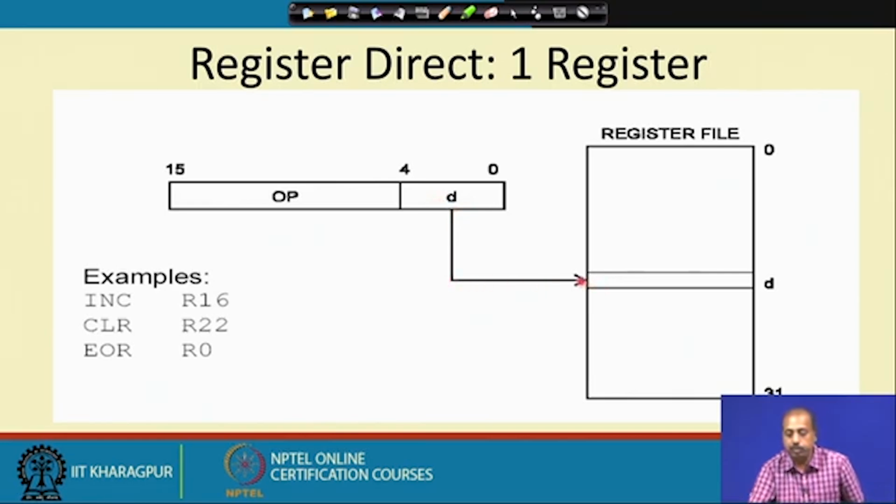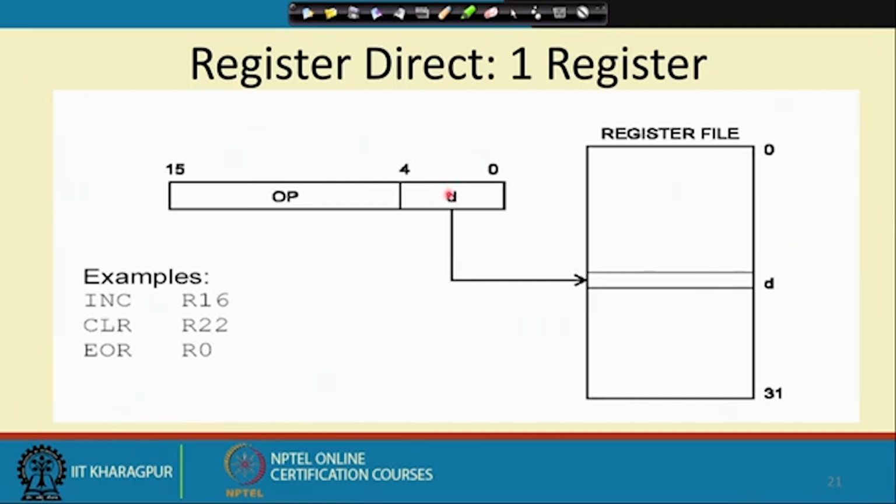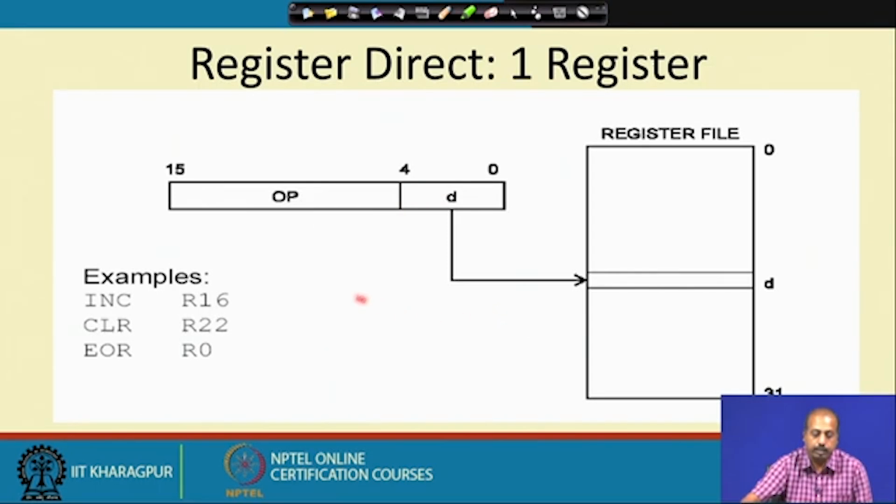So in the current register bank, register 16 will be incremented, or say clear 22, where based on that 22 the destination will be coming. This D is the number. For this case D will be 16, for the second instruction D will be 22, for the third instruction D will be 0. But 4 bit coding will be sufficient to differentiate between the 16 different registers that we have.